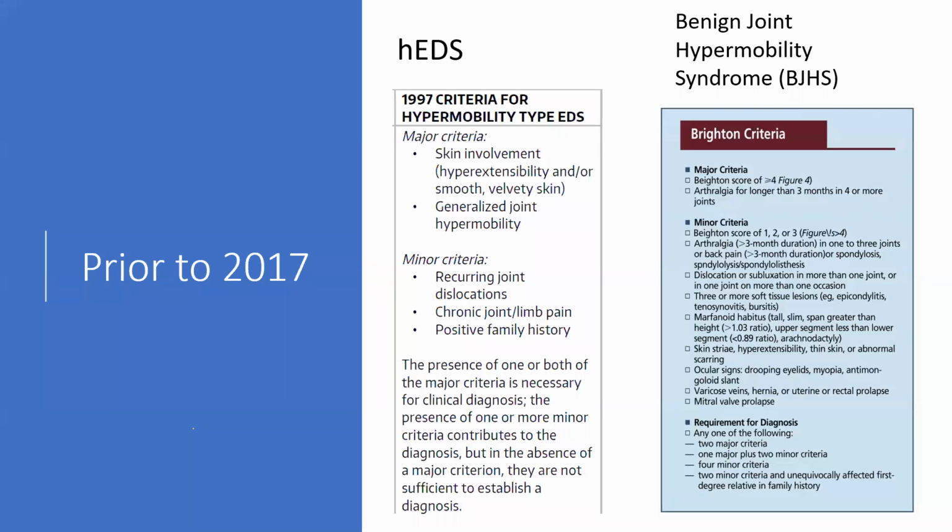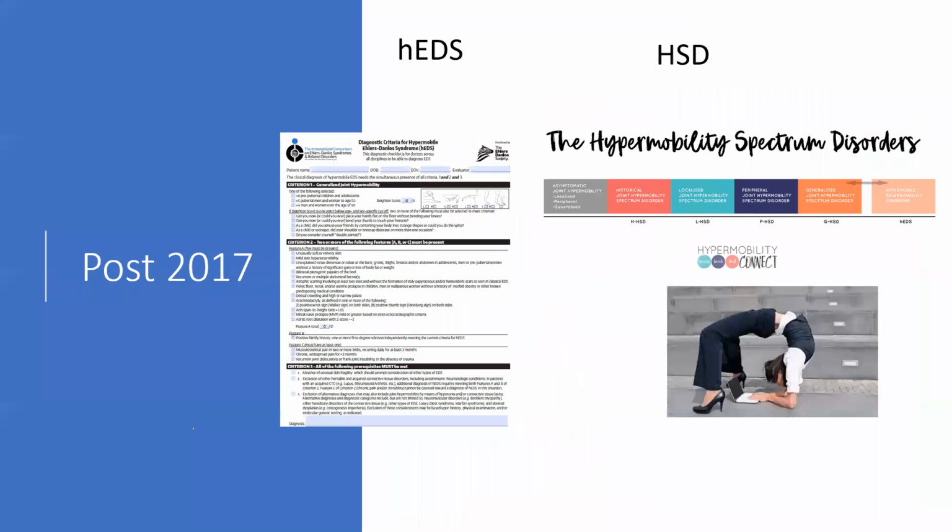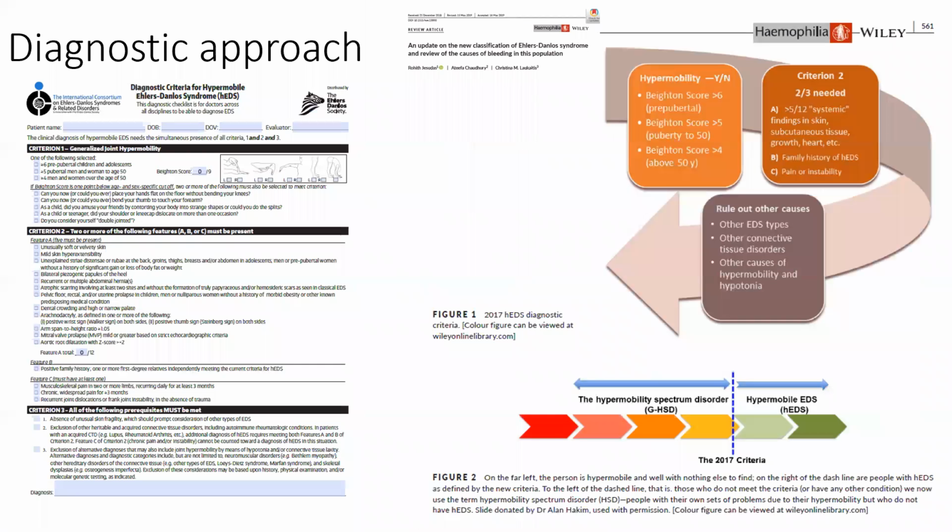So prior to 2017, the hypermobile Ehlers-Danlos had a very limited set of clinical criteria. And on the right-hand side, many of you will remember the benign joint hypermobility syndrome. And this was diagnosed using the Brighton criteria. This is no longer in use. This kind of problem was renamed as the hypermobility spectrum disorders, and the diagnostic criteria for hypermobile Ehlers-Danlos is now much more extensive. This picture just illustrates the approach.